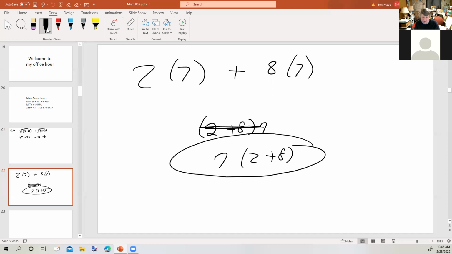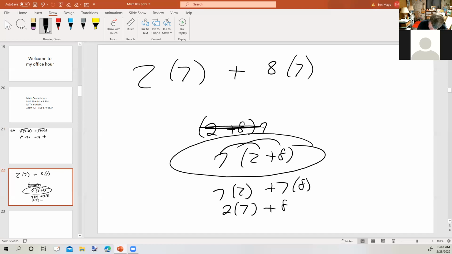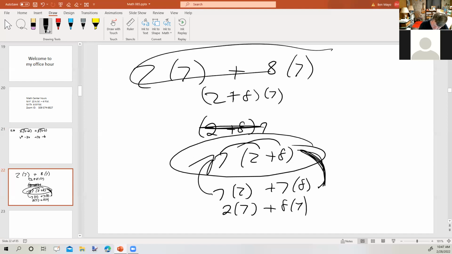Ordinarily, you'd say, well, 2 plus 8 is 10, and 7 times 10 is 70, right? Yes. But what if we did it without simplifying inside first? What if we distributed? Wouldn't we get 7 times 2 plus 7 times 8? Yes. And isn't that the same thing as 2 times 7 plus 8 times 7? Yes. So what I'm doing is going from here to here, and I'm trying to get you to go from here to there. Trying to say that this is equal to that.